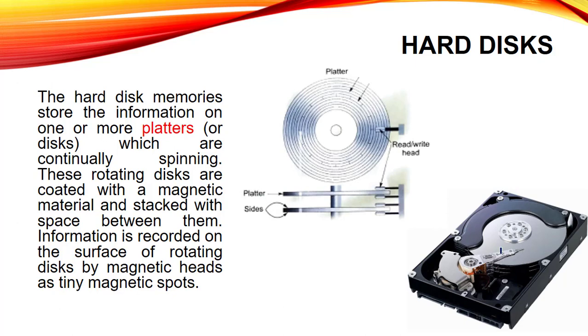This disk is continuously spinning when we switch on our computer system. These rotating disks are coated with a magnetic material and stacked with space between them. So it means there are multiple disks which are stacked, and they are coated with a magnetic material so that our computer can easily read or retrieve data from them. As you can see, one disk platter is visible on this side, whereas the other one is visible on this side, and you can easily find the gap between these two. These disks are very thin in size. That's why the size of a hard disk is very small.